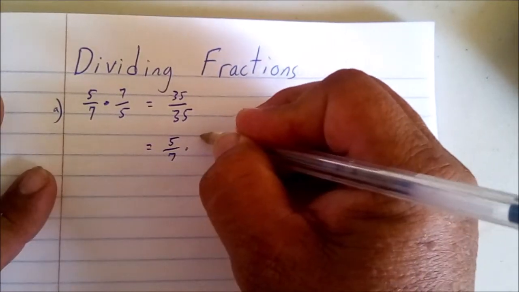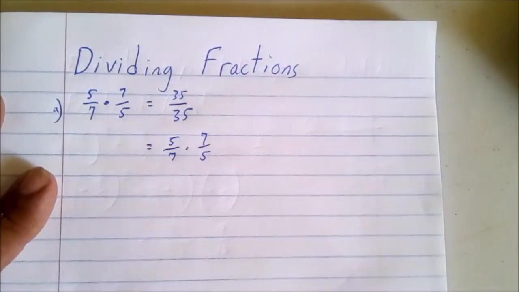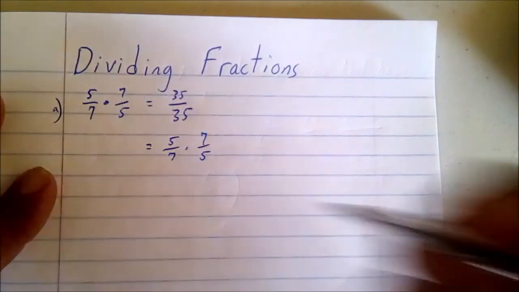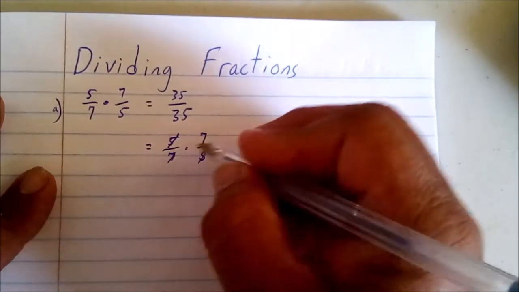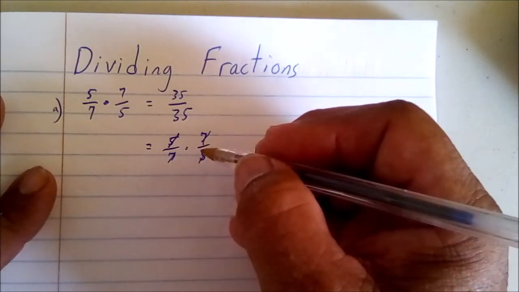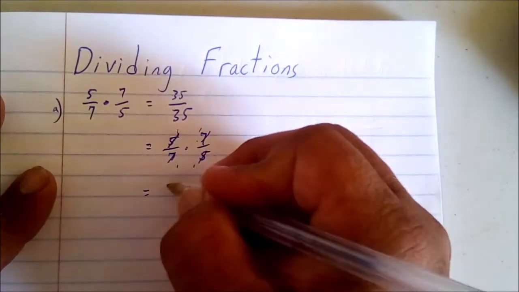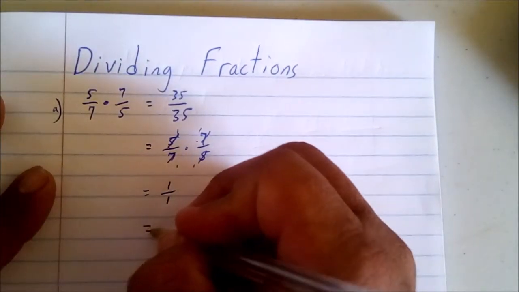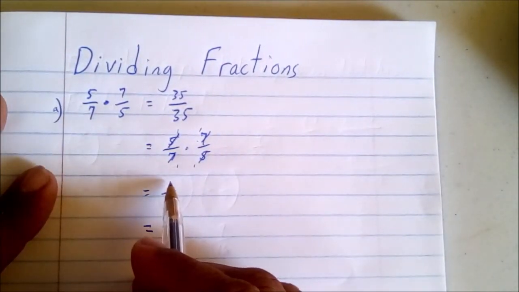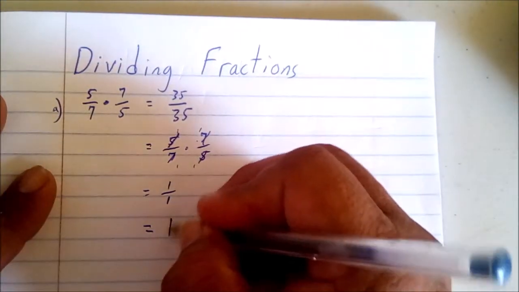5/7 times 7/5. To simplify, remove the common factors of 5 and 7 from the numerator and the denominator. So this cancels with this, and this cancels with this. Then multiply the remaining factors in the numerator and multiply the remaining factors in the denominator. The remaining factors are 1 and 1, giving us 1 over 1. We all know at this point that any whole number divided by 1 is equal to that number, which in this case is 1.